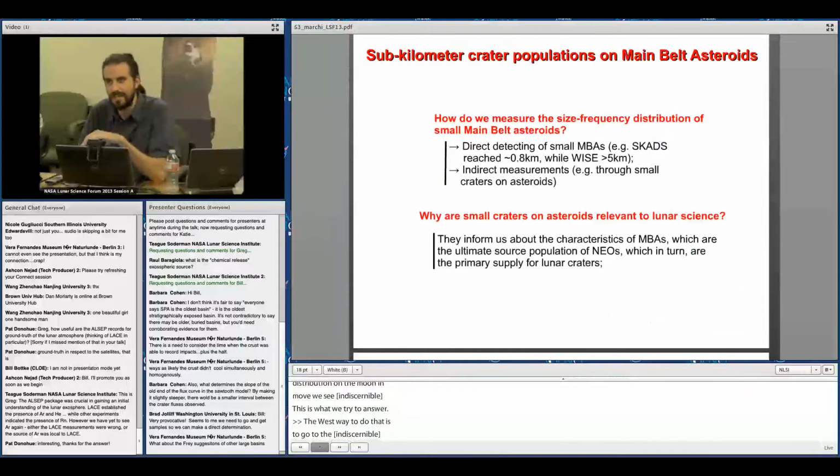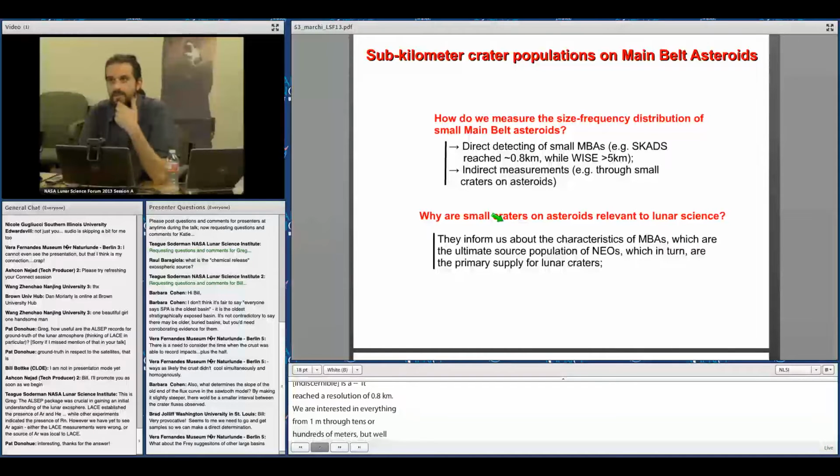Here is where the talk turns a little bit, and I will start talking about the main belt asteroids for a while. Of course, we would like to observe those objects directly by surveys, but this is impossible so far. Here are a couple of examples. One of the deepest surveys, SKADS, basically reached a resolution of 0.8 kilometers. And remember that we are interested in objects which range from about 1 meter to tens of meters, and perhaps hundreds of meters, but well below this limit that we have here.